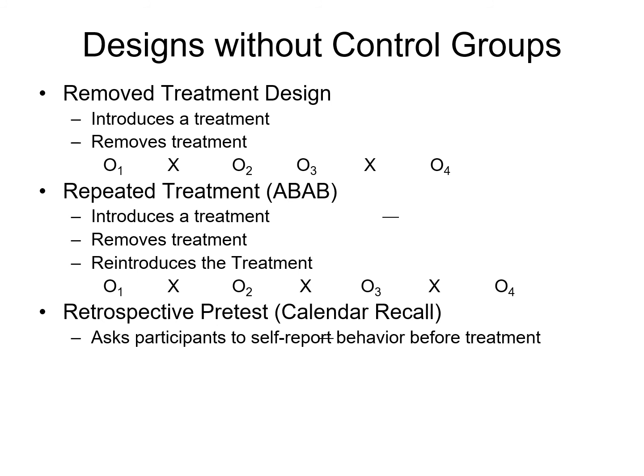Another tool we can use in this is that if we don't have access to pretest data, we could ask people to recall what they were like prior to the intervention. This is often called a retrospective pretest or a calendar recall. And again, it's better than not having that data at all.